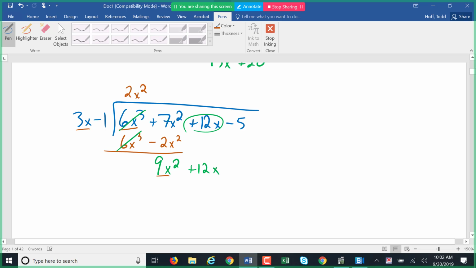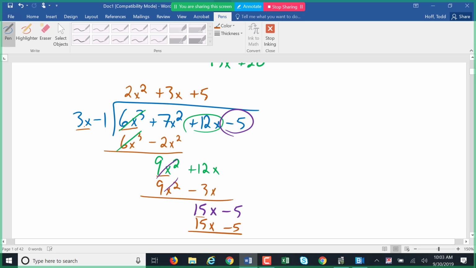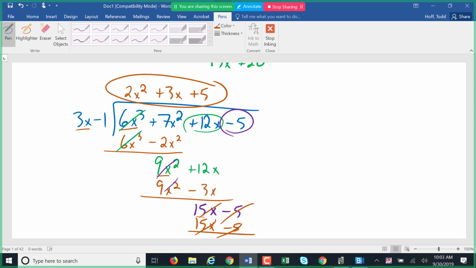Leading terms again, 9x squared divided by 3x is 3x. Multiplying it back through, 3x times 3x is 9x squared. 3x times negative 1 is a negative 3x. Subtracting, 9x squared minus 9x squared cancels out. 12 minus a negative 3 is 15x. Bringing down the negative 5. 15x divided by 3x is a positive 5. Multiplying it out, 5 times 3x is 15x. And 5 times negative 1 is negative 5. And everything there, when we subtract, cancels out to 0. So that is it. 6x to the third plus 7x squared plus 12x minus 5 divided by 3x minus 1 is 2x squared plus 3x plus 5.